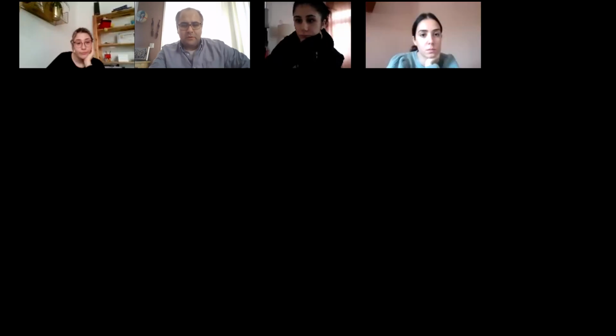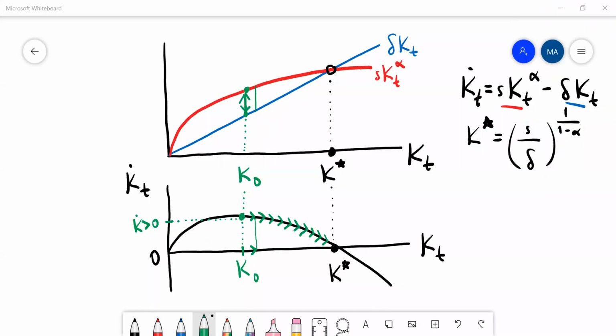Okay, welcome back. So let's continue with this model. We were just talking about how we can understand the transition once we are away from the steady state, right? So suppose that again, the initial capital stock at time 0 is at K naught. So this is less than the steady state. And we ask what happens at that point.